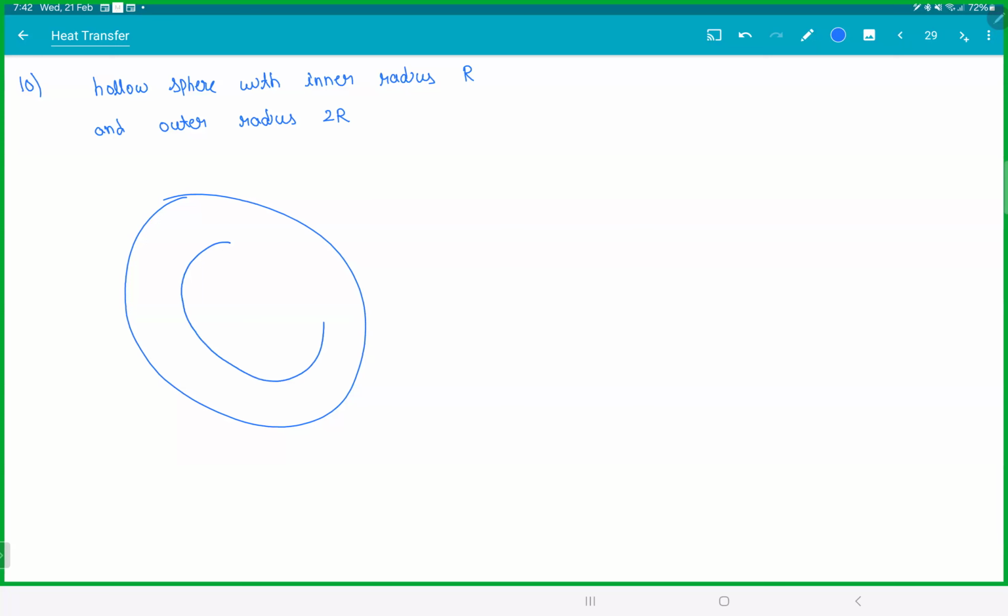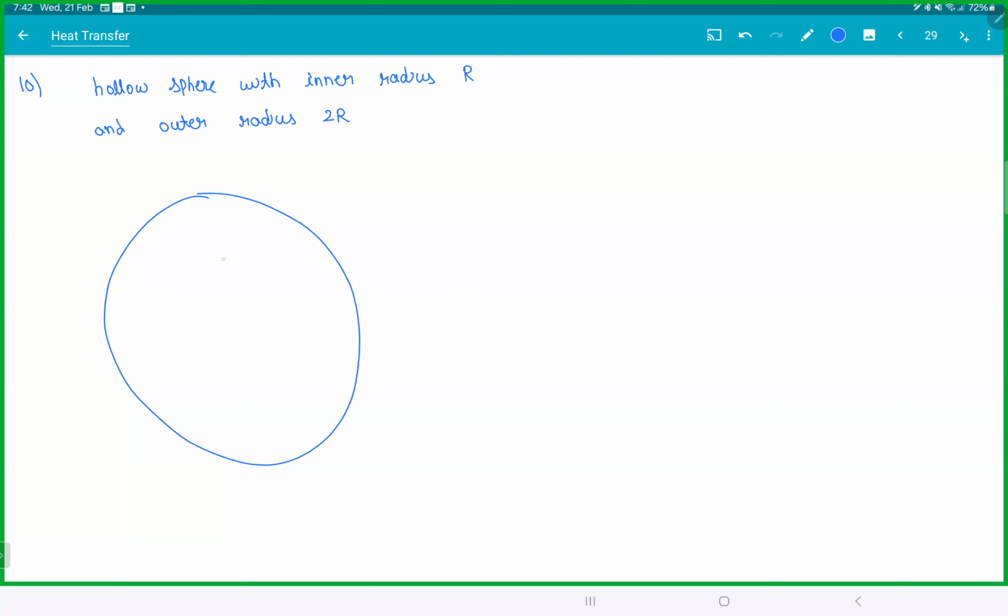Why am I telling you? Because there is one idiot in your senior who did this thing. He read hollow sphere and he took there is no thickness and he was arguing how can that be. So when you say hollow, meaning there is a thickness, it is a shell with some thickness.